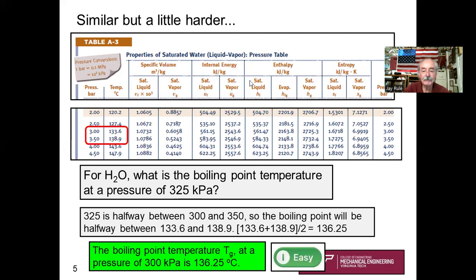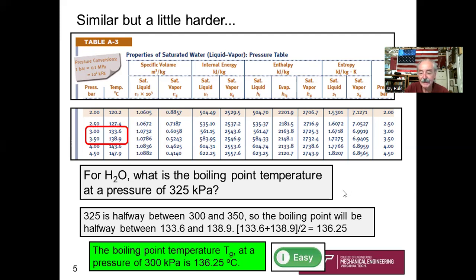Okay, now is another problem, similar, but a little bit harder. For H2O, what's the boiling point temperature at a pressure of 325 kPa? Well, that's going to be 3.25 bar, isn't it? And so we go to our pressure table. 3.25 bar is not tabulated, but I do see 3, and I see 3.5. And I know that 3.25 is halfway between 3.0 and 3.5, or 325 is halfway between 300 and 350.